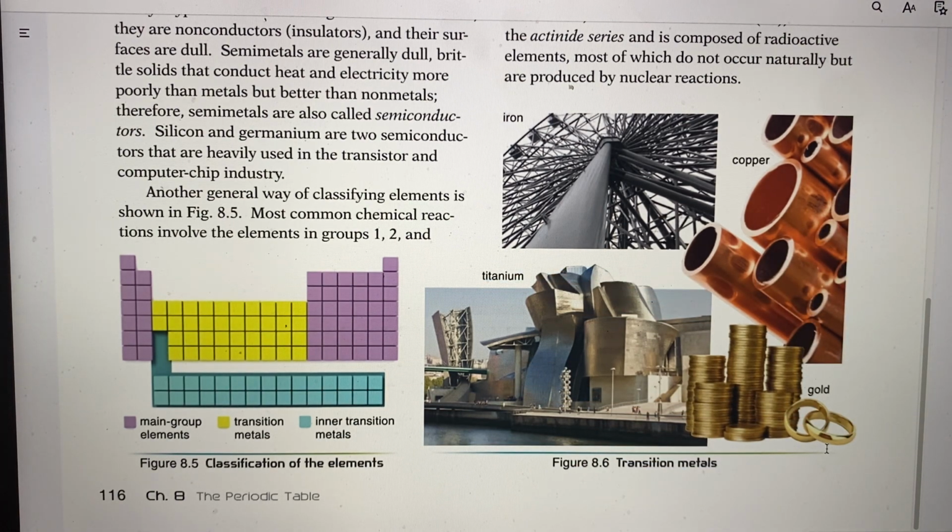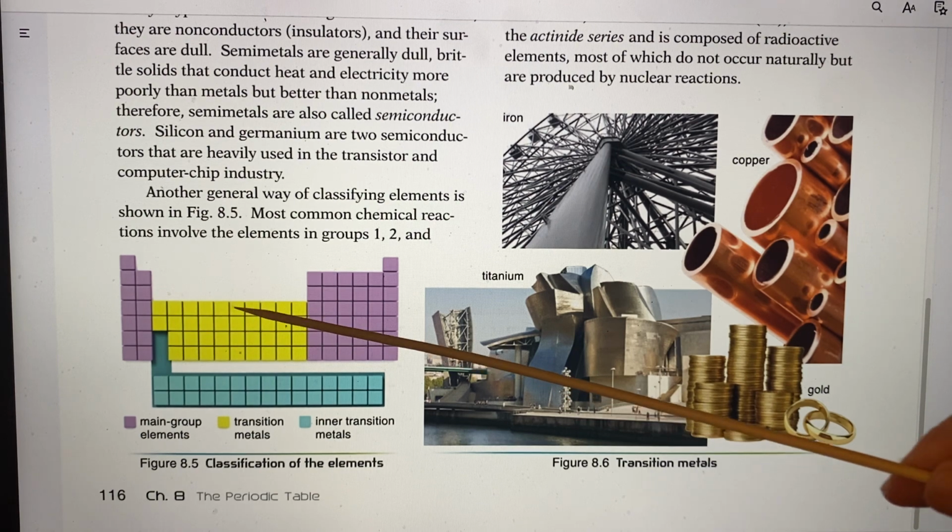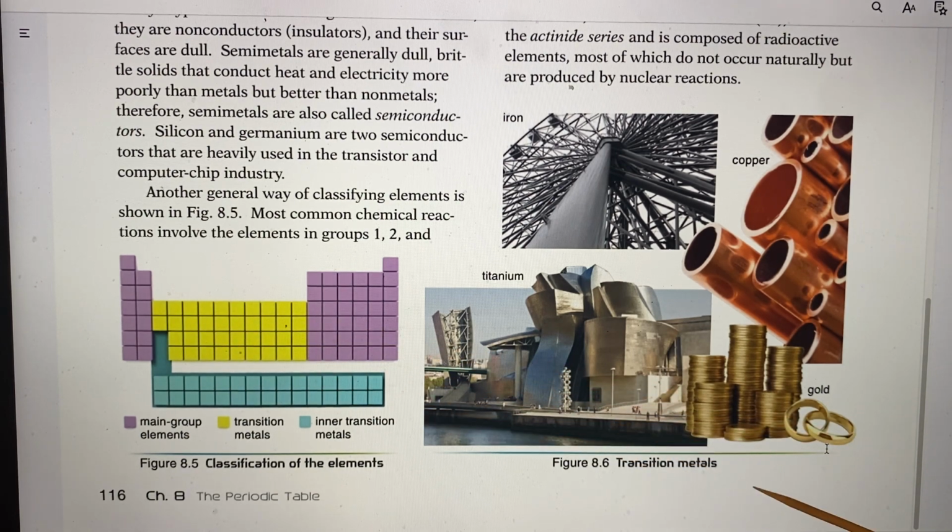And so here we have transition metals. These are all these in the yellow. Some of these are very important transition metals, things like iron, right, and copper and titanium. So these metals are really important in these transition metals here.